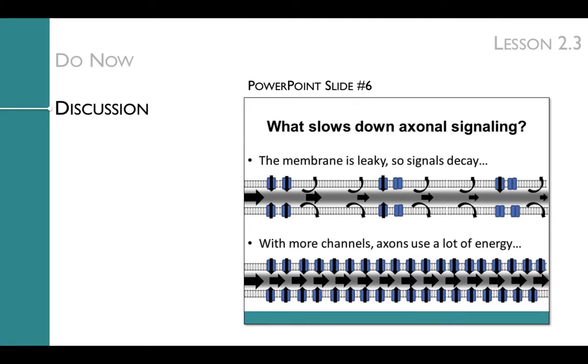Slide number 6 allows you to introduce the constraints behind why the action potential can only move so quickly down the axon. First, the membrane is leaky, so signals decay, and second, with more channels, which would prevent signal decay, axons would need to use a lot more energy to maintain their membrane potentials.